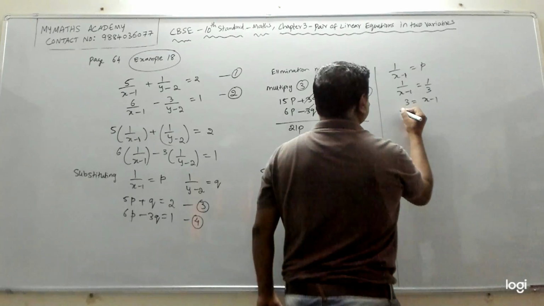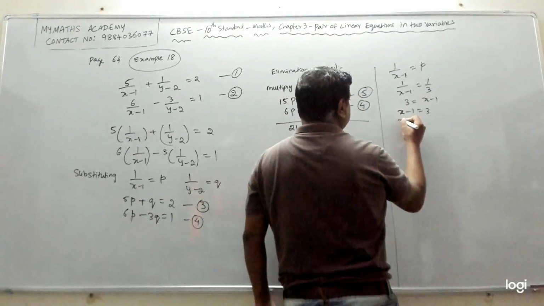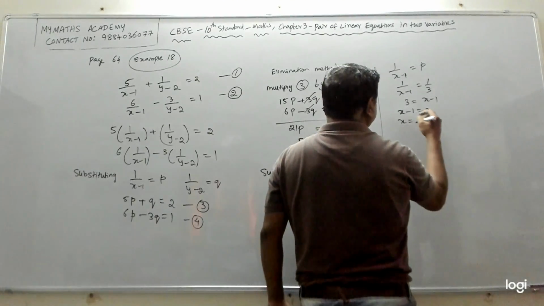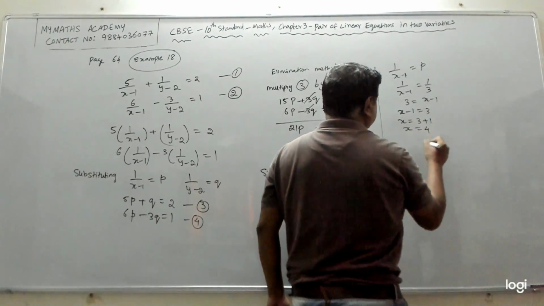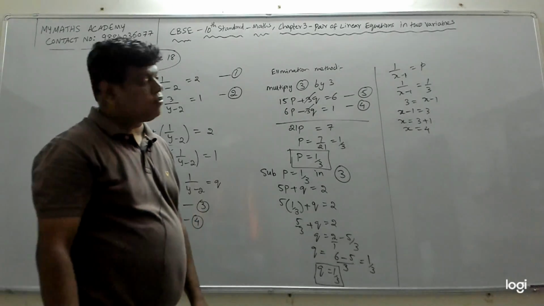I can completely cancel this here and this 3 here. Now solve for x. X is equal to 3 plus 1. Minus 1 goes here, so x is equal to 4. What is the value of x? X is 4.